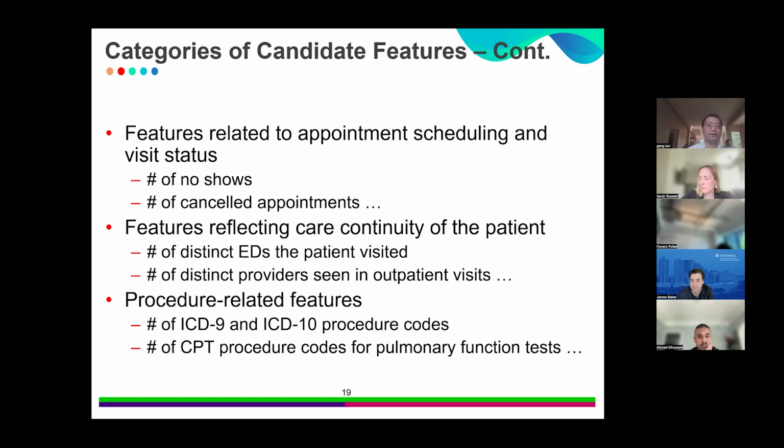Okay, so let me continue. Here we also use features related to appointment scheduling and visit status, such as the number of no-shows, number of canceled appointments. We have features reflecting care continuity of the patient, such as number of distinct emergency room visits that the patient ever visited, the number of distinct providers that the patient ever seen in outpatient visits. We have procedure-related features such as number of ICD procedure codes, number of CPT procedure codes for pulmonary function tests, etc.